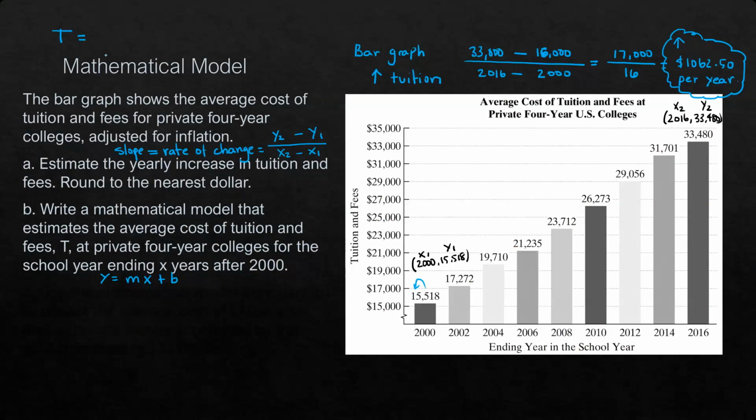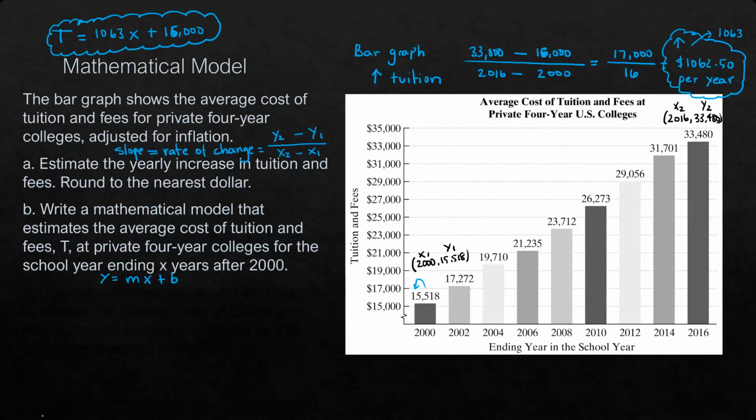T is equal to 1,000. I actually didn't answer the question: the nearest dollar, 1,063. So 1,063 times x, which will be the year, plus 15, or since I'm rounding, I'll use 16,000. This will be a mathematical equation that could help us estimate the tuition for a 4-year college after the year 2000.